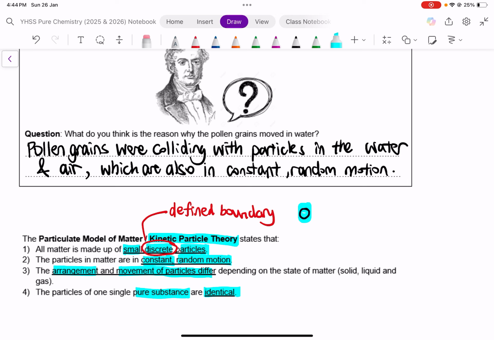So we have gone through Brownian motion and how that is evidence of the kinetic particle theory. Now, there are other pieces of evidence from other scientists that we will go on to now, which help to support the kinetic particle theory.